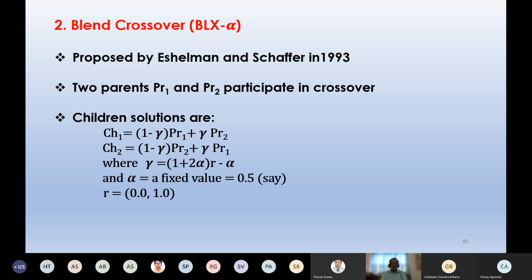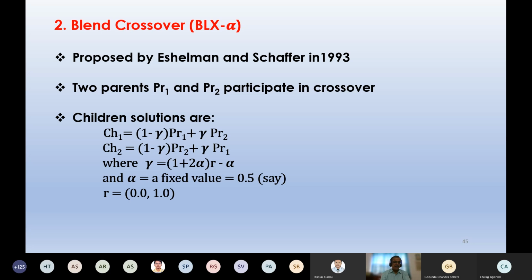Now, after the introduction of blend crossover, it gained popularity and it could overcome some of the demerits of the linear crossover and it became very popular. It was proposed in the year 1993, then 94, 95, so it could get that particular popularity.